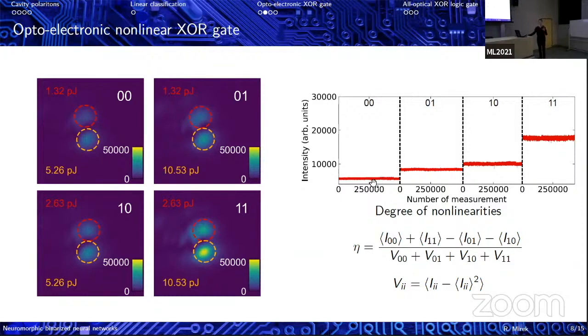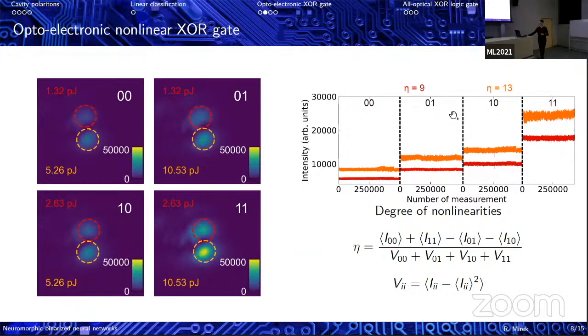To compare these nonlinearities with the noise, we define the degree of nonlinearity, which is the sum of mean values of intensity at states 0,0 and 1,1, minus 0,1, minus 1,0, divided by the variance. We can define the degree of nonlinearity for the first condensate and the second condensate, and we have different nonlinearities. For the first one, it was 9. For the second one, it was 13.